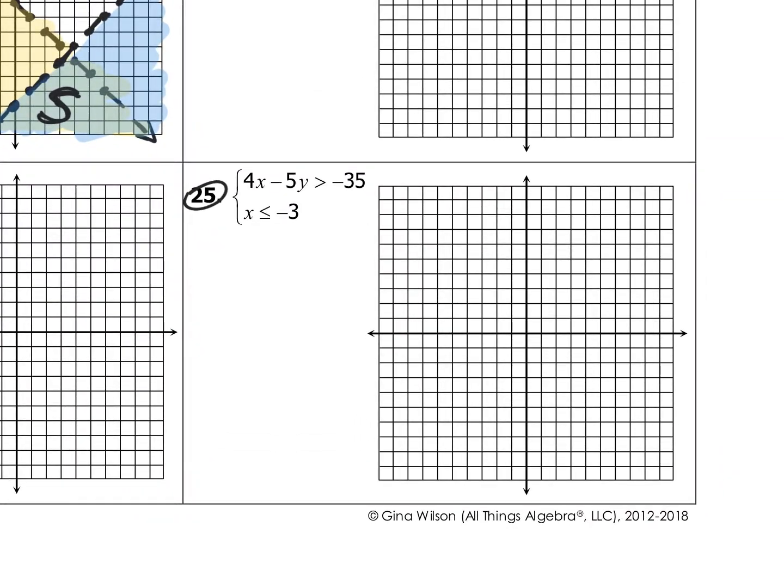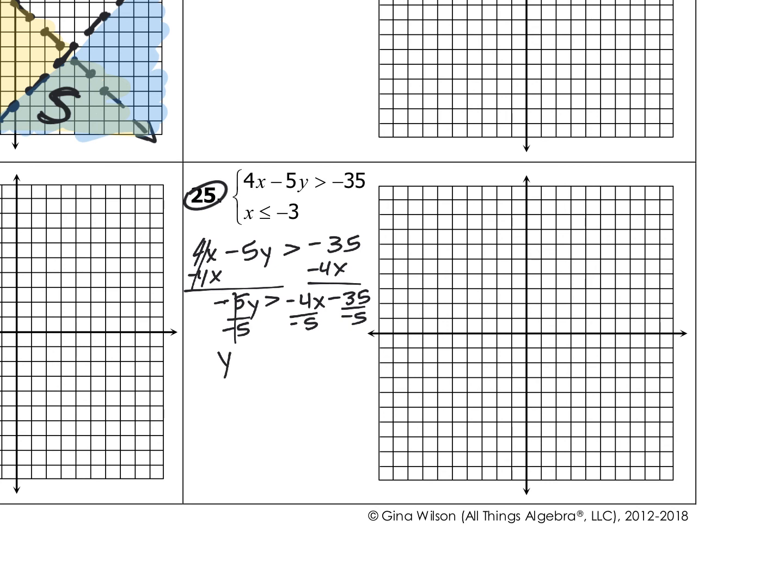I only have one inequality to convert from standard form to slope-intercept, so I'm going to go ahead and do that. 4x minus 5y is greater than -35. Subtract 4x from both sides. -5y is greater than -4x minus 35. And divide by -5. Okay. Y is less than, got to flip the sign, positive 4/5 x plus 7.